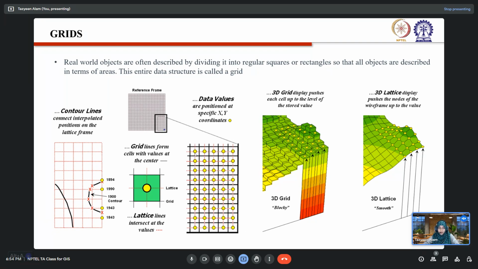So these data values are positioned at a specific XY coordinate that is represented by these yellow dots. Okay, so these are a combination of your grids and lattices with a lot of data values.